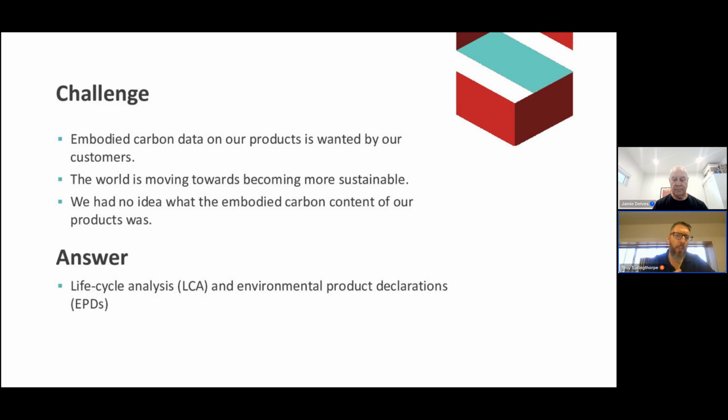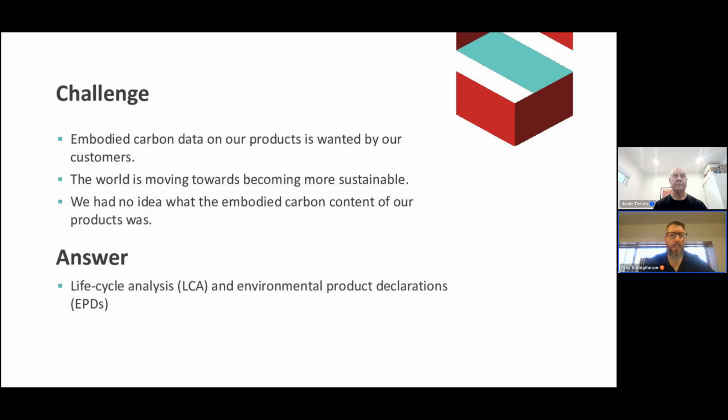So the challenge for us was the embodied carbon was a requirement from our customers. They wanted to know what it was. They needed to know what it was, especially for their Greens, or similar to Green Star standards, there's LEED and WELS. The entire world is moving towards becoming more sustainable. And we actually had absolutely zero idea on what the embodied carbon content of our product was probably 12 months ago. Wasn't something that was kind of on our radar. Didn't really worry about it.